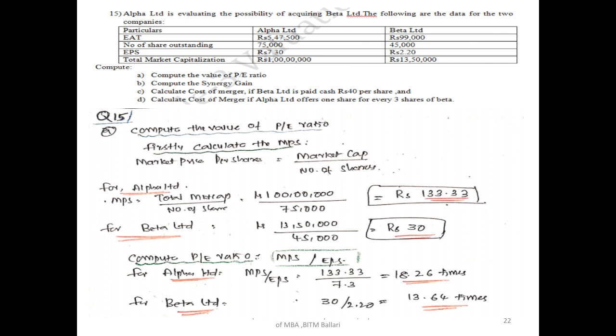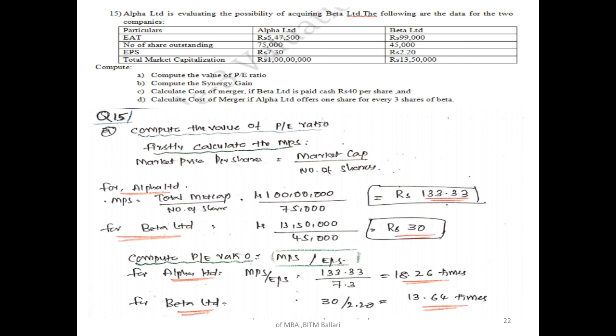To calculate the P/E ratio, we first need the market price of the share. Since the market price is not given, I will first calculate it. Market price is total market capitalization divided by number of shares. For Alpha Limited, the market price is 133 rupees. Similarly for Beta Limited, the market price of the share is rupees 30.